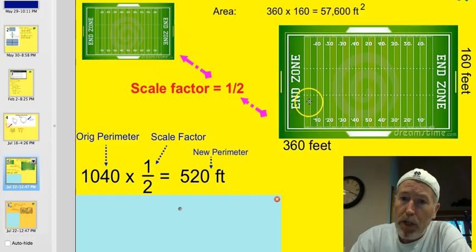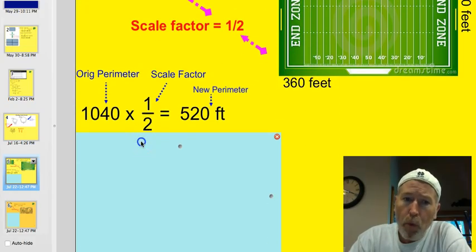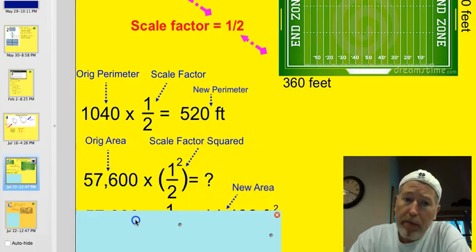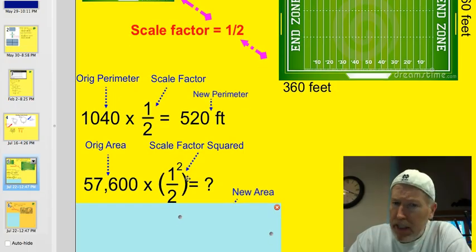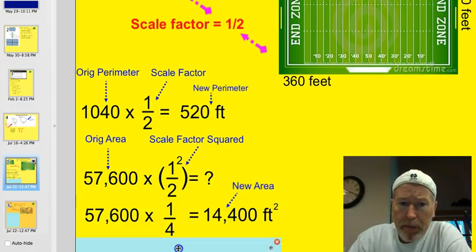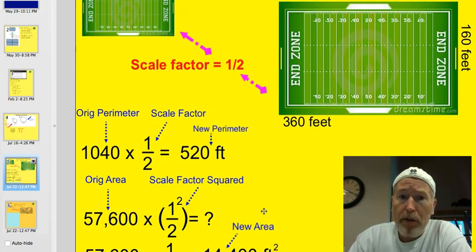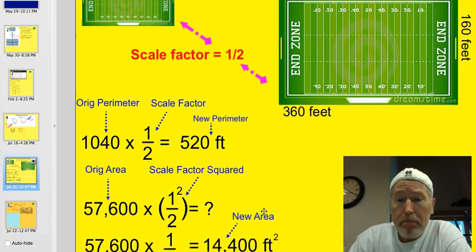Makes sense. This one is twice as big. The perimeter on the smaller one will be half of that. Well, how about the area? Well, the original area was 57,600 feet. If we multiply that times the scale factor squared, let's simplify 1/2 squared real quickly. 1/2 squared is 1/4. So if you take that original area, 57,600 feet, times 1/4, your new area would be 14,400 feet. And it's beautiful.